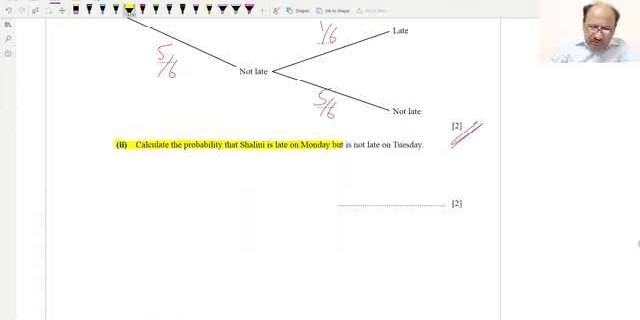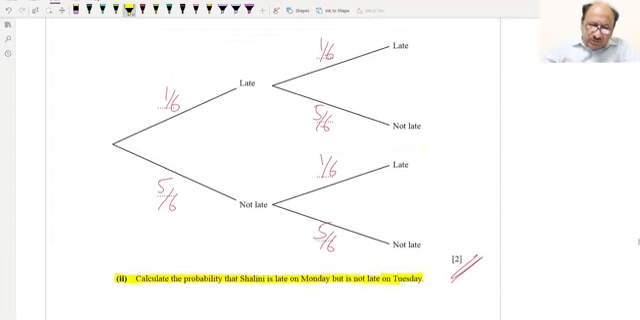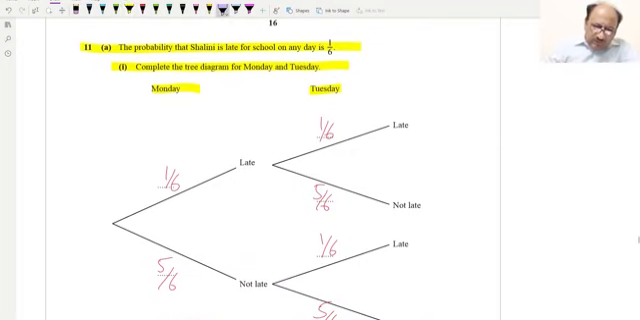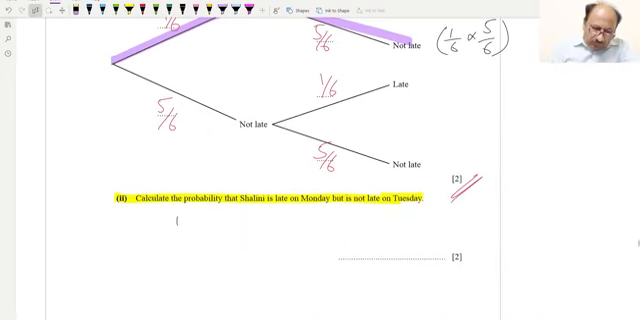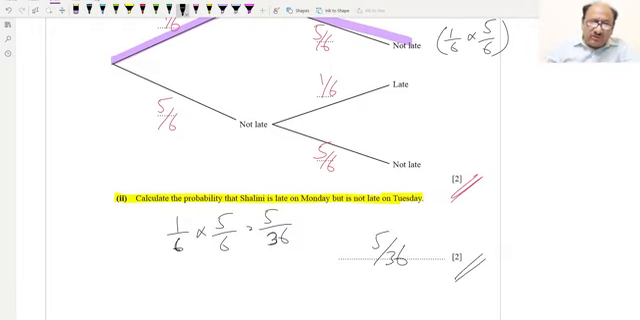Next is complete the probability that Shalini is late on Monday but is not late on Tuesday. So which leg will we be considering? Late and not late will be this one, and we can write this will be 1 by 6 into 5 by 6, which is equal to 5 by 36, and 5 by 36 will be the answer for 2 marks.